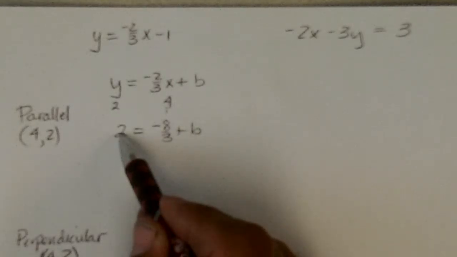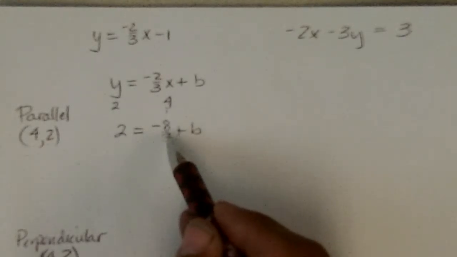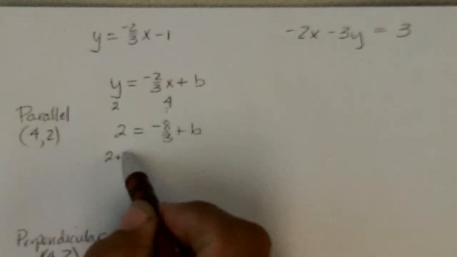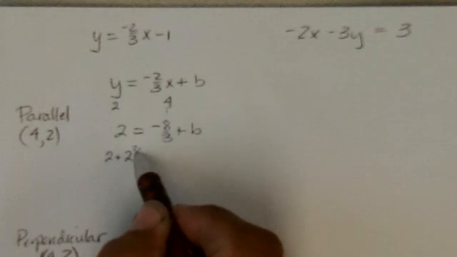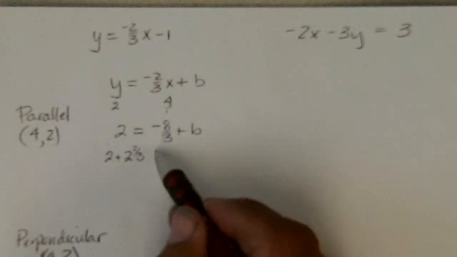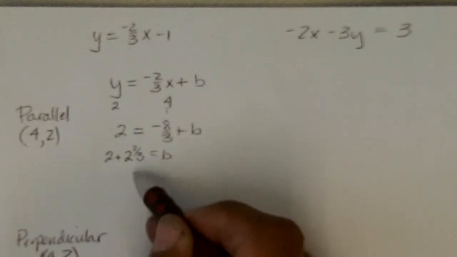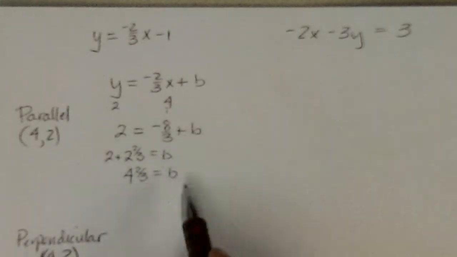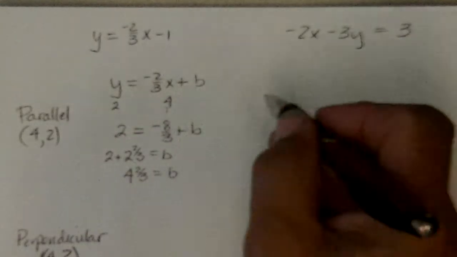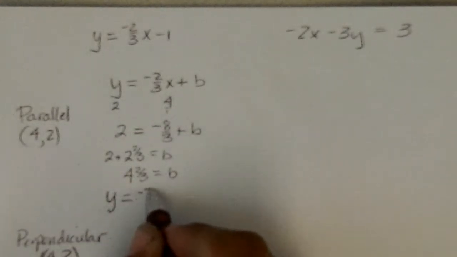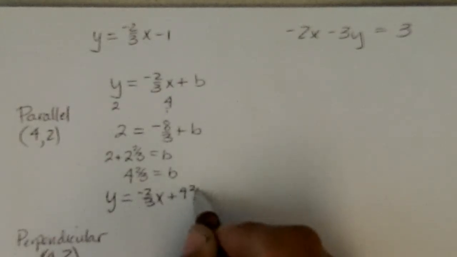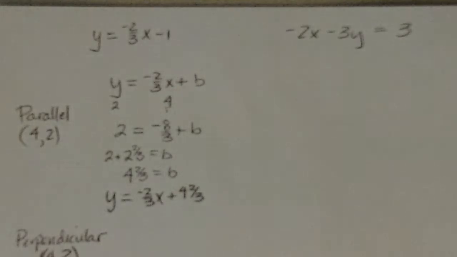I'll add 8/3 to both sides, and 8/3 is 2 and 2/3, so I have 2 plus 2 and 2/3 equals b, so b is 4 and 2/3. So the equation looks like y equals negative 2/3 x plus 4 and 2/3. And that would be the parallel equation.